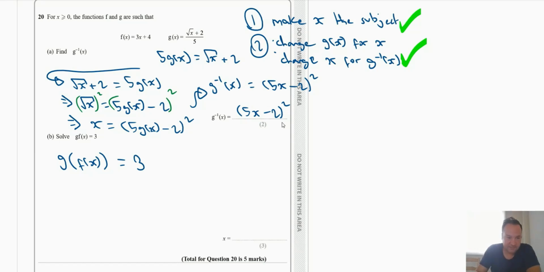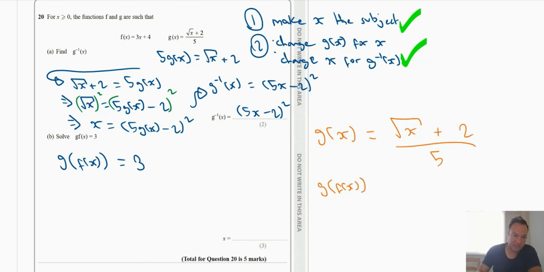The next thing that we can do, guys, is this. We know that g of x equals the square root of x plus 2 over 5. But the thing is, our input, and this is our input just over here, does not necessarily have to be x. The input can be absolutely anything. So it could be f of x, just like we've got over here. So all we've got to do is replace x with f of x. So g of f of x will be the square root of f of x plus 2 all over 5.